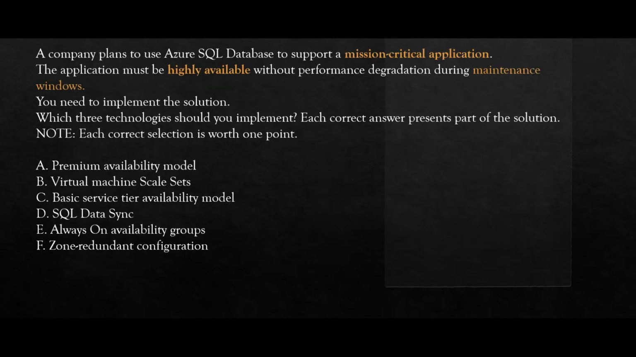If you have read the question carefully, you must have seen these are the keywords here, and we have 6 options provided, out of which we have to choose 3 technologies. So basically, which of these options would provide high availability without any performance degradation? If you see the options, there are 2 options which are referring to the availability model. So first let's understand what these availability models are.